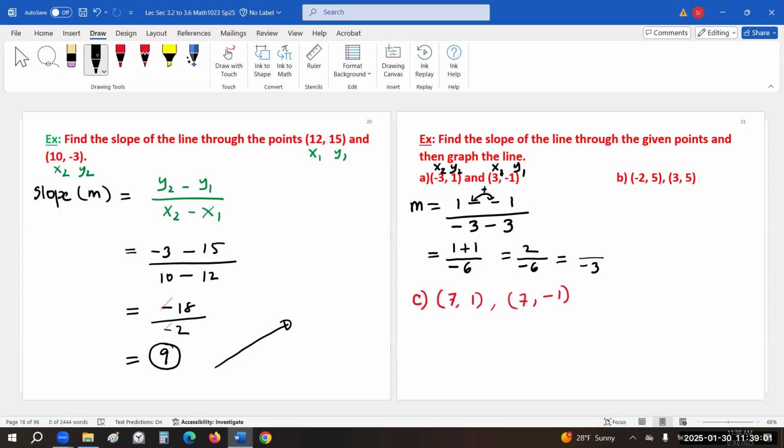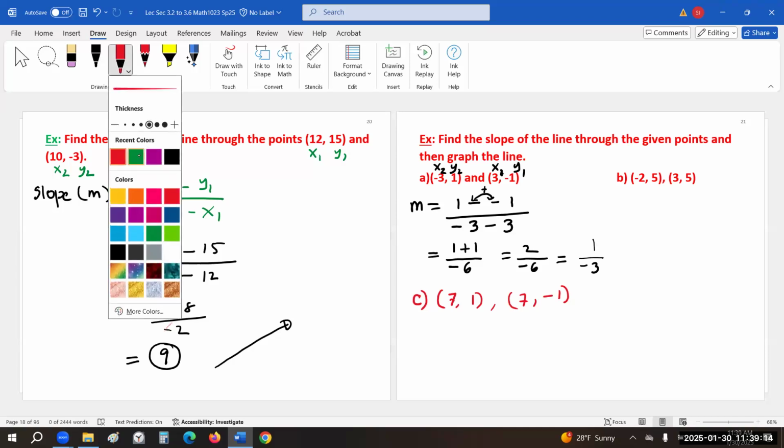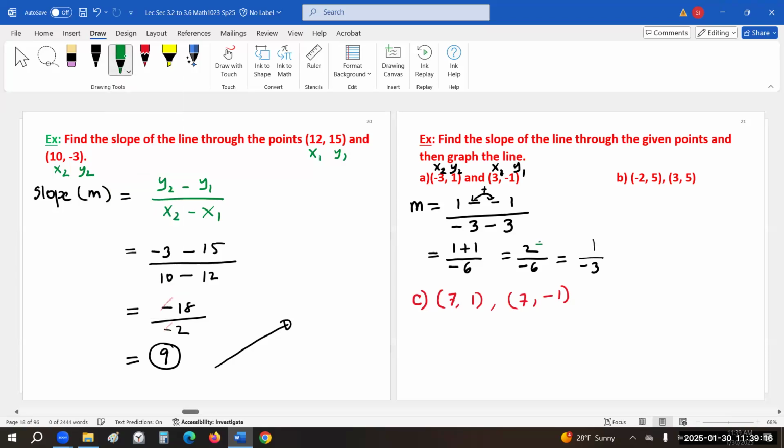But 2 goes to 6 3 times. So you divided 2 and 6, there is no more 2. What about 3? 1. In other words, what you're doing is actually this. You are dividing this by 2 and also this by 2. So it's 1 over -3. So what type of line you have? Upward or downward? Downward. This line is going down.